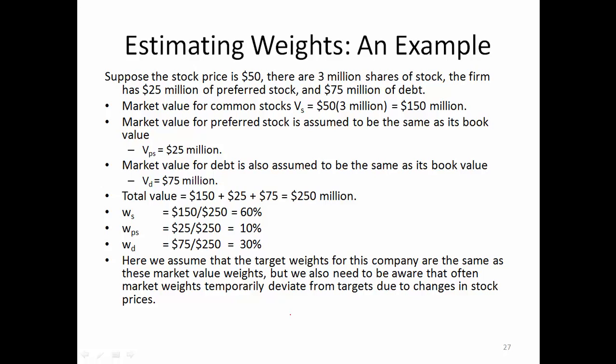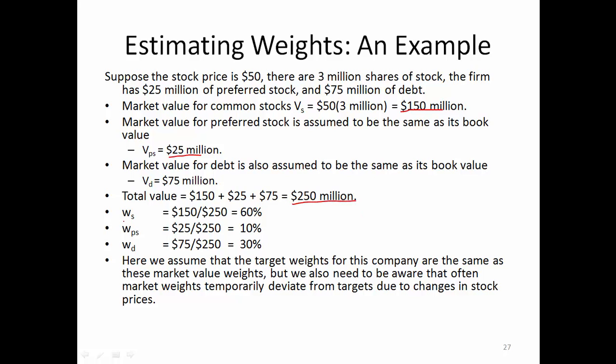So here's an example. Suppose the stock price is $50 per share and there are 3 million shares of common stock. The company has 25 million of preferred stock and 75 million of debt. Then the market value of the common stock is $50 per share multiplied by 3 million shares, so there's a total of 150 million market value. Market value for preferred stock is assumed to be the same as its book value, so it's 25 million. And market value for debt is also assumed to be the same as its book value, so the value of debt is 75. Then 150 plus 25 plus 75, that gives us a total 250 million total capital.